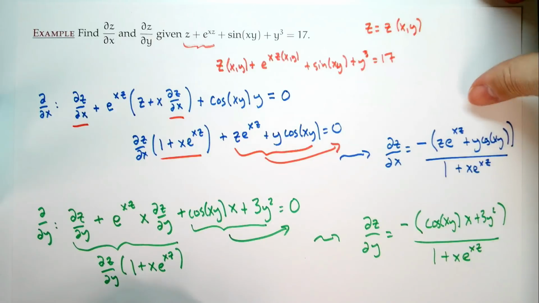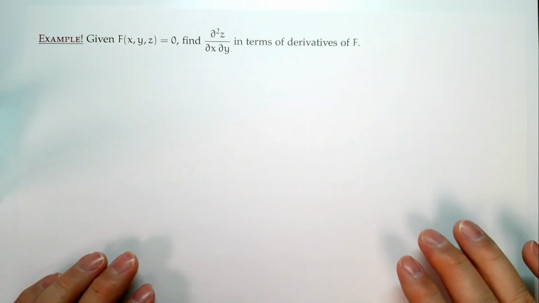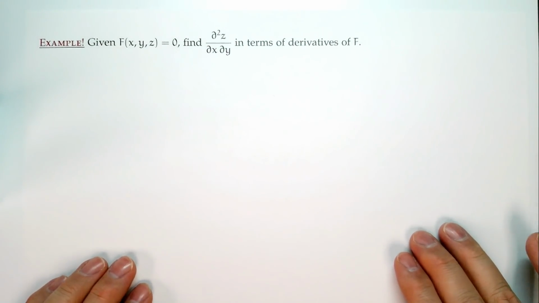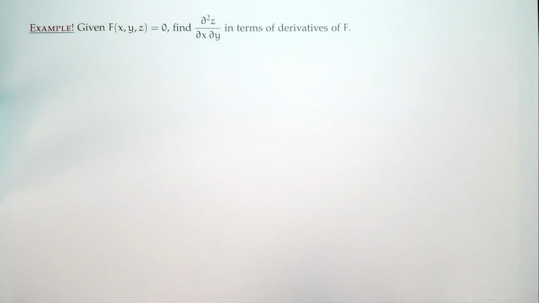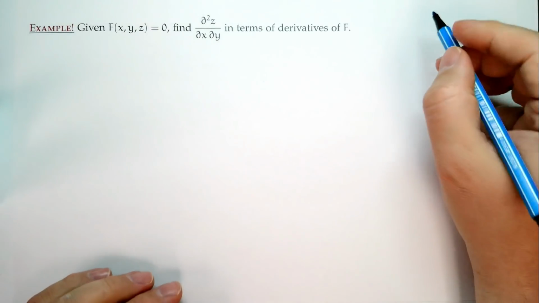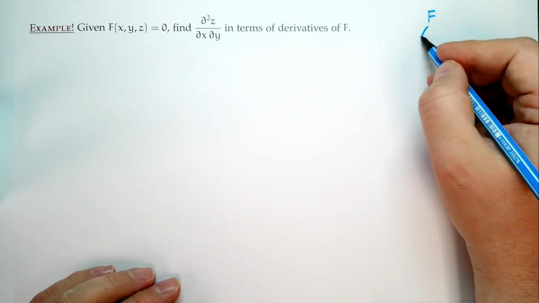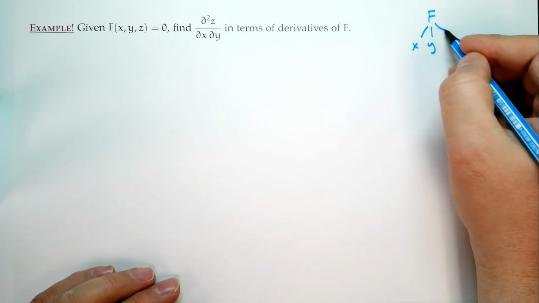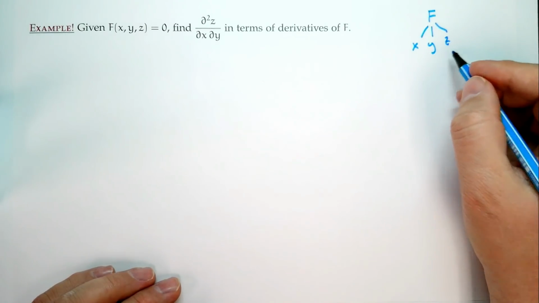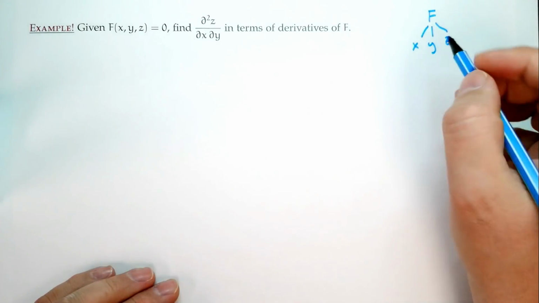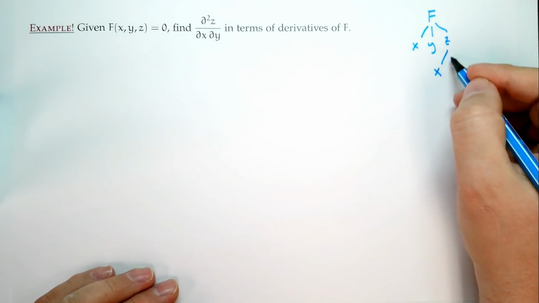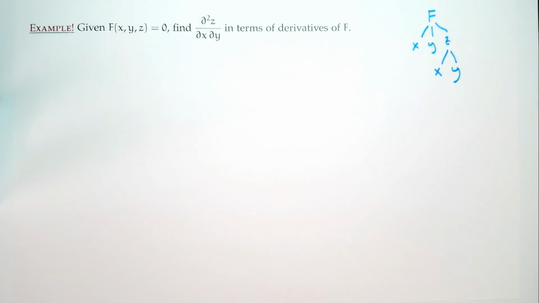One more example. Last example. And this one is a little bit of a challenge one. Suppose we're told that f of x, y, z is 0. So again, this is our implicit relationship. So what we have is that f depends on x, y, and z. And because of this relationship, f of x, y, z equals 0, we say, aha, z also depends on x and y.